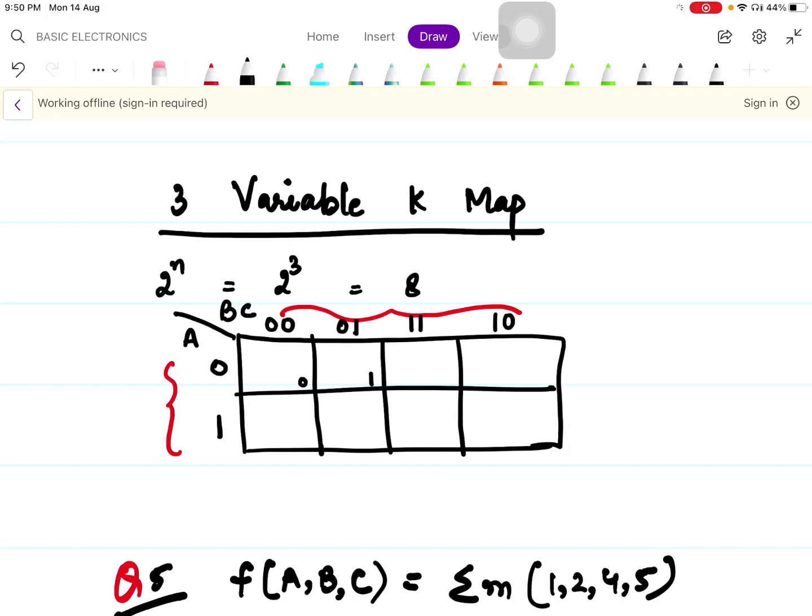Now let us write the numbers in the cells. As you can see, I have written 0, 1. Now 2 is on the third step. That means we have to make a jump and write 2 here, 3 here, then 4, 5, then again jump, 6 and 7. So this is how we number the K-map sequentially.